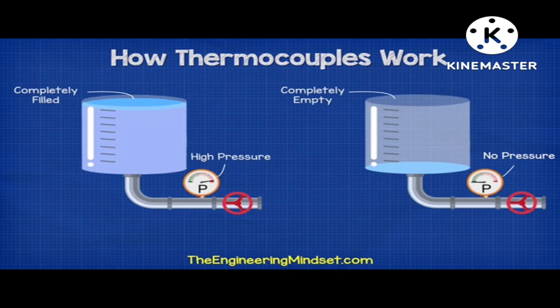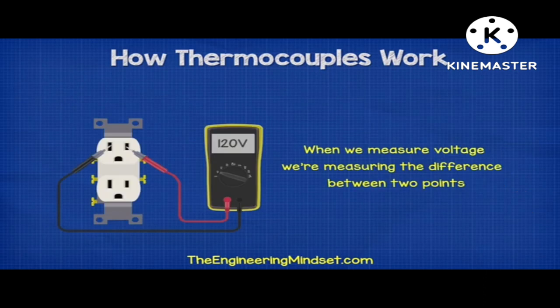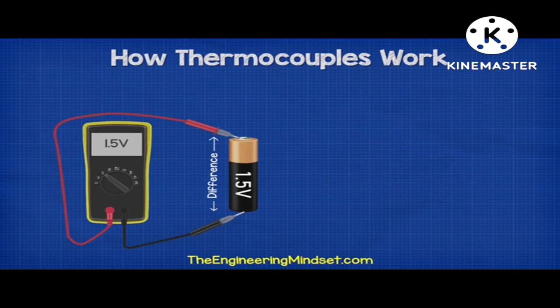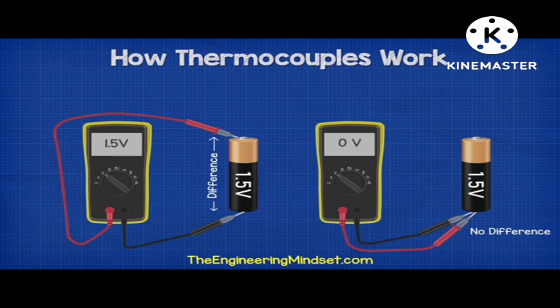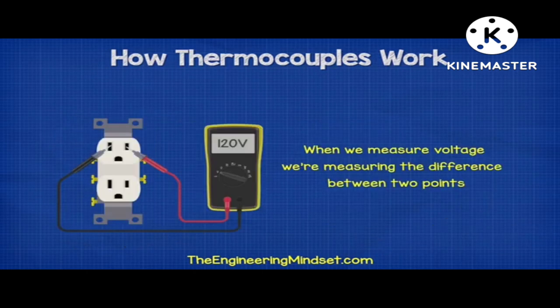The same with voltage. We are comparing the difference from one point to another. If we read across a 1.5 volt battery, we get a reading of 1.5 volts. But if we try to measure the same side, we wouldn't read any voltage, because there is no difference. We can only measure the difference between two different points.